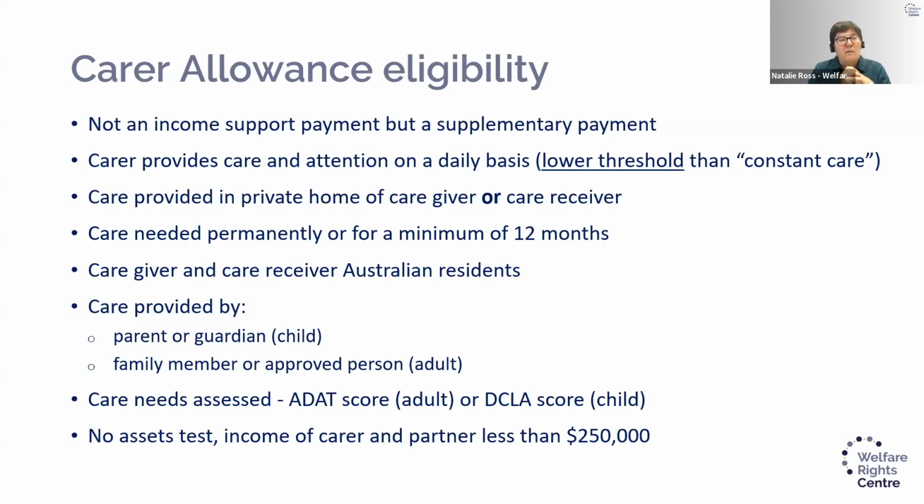Something I didn't mention before when we were talking about residents is that there are waiting periods for new migrants to Australia, so that if you come to Australia as a new migrant, once you get your permanent residence visa, you need to wait 2 years before you can get carer payment and 1 year before you can get carer allowance. The person providing the care is more restricted with carer allowance. So the care must be provided by the parent or guardian of a child and by a family member or approved person of an adult.